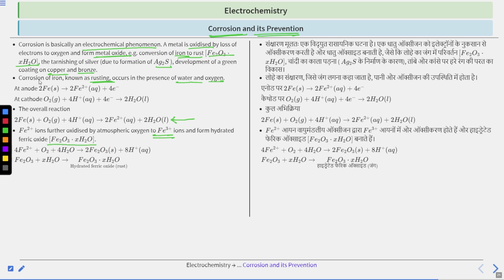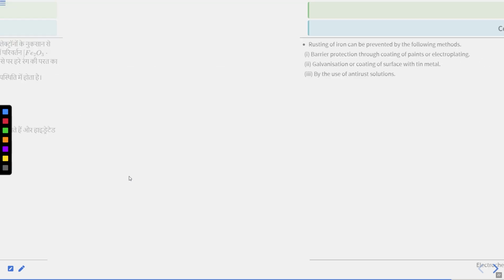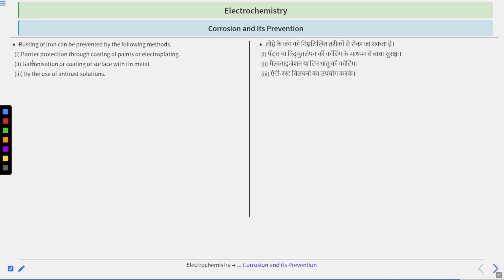So in the overall reaction for corrosion we get Fe2+, which is further oxidized by atmospheric oxygen, giving hydrated ferric oxide. So 4Fe2+ plus O2 plus 4H2O gives 2Fe2O3 plus 8H+. Again some amount of water adds to the Fe2O3 obtained, and it gives the hydrated ferric oxide, which is rust basically, Fe2O3.xH2O.